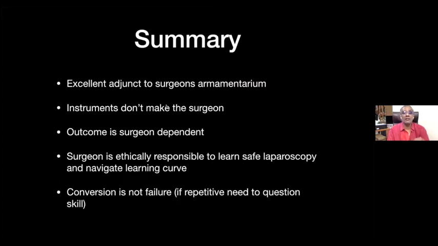So in summary, instruments are excellent adjuncts to the surgeon's armamentarium, but they don't make the surgeon. You are the surgeon. You have to decide which instrument you require. Using the best instrument does not make you the best surgeon. The outcome of your surgery is still surgeon dependent. You are responsible to learn safe laparoscopy and navigate your learning curve yourself. Criticize yourself more than others criticize you, and know that conversion is not a failure.